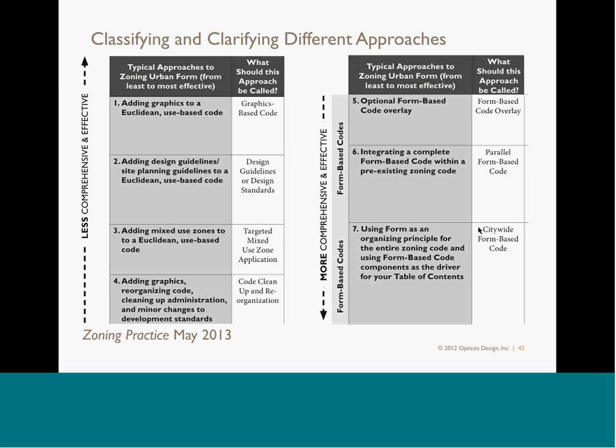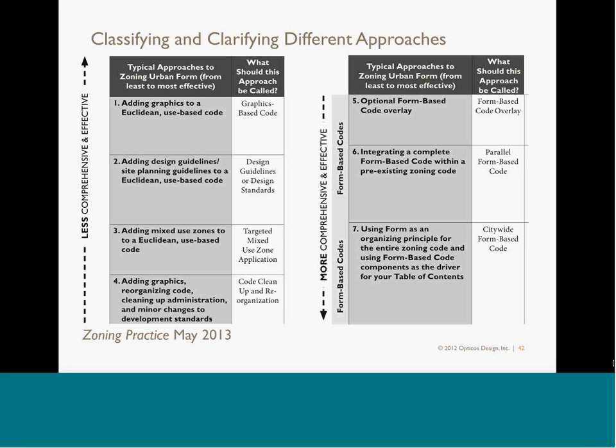The second approach is adding site planning guidelines to an existing Euclidean code. This is the point I was making earlier about simply adding an additional form layer on top of a pre-existing Euclidean code. It can help to an extent, but if you think about places like Austin, for example, that created multiple layers of form overlays, this idea of creating a form-based foundation can only be so effective. So in this document, we're starting to give different names to these different approaches so that we're not calling them all form-based codes, but rather they have specific names so that we can compare them.